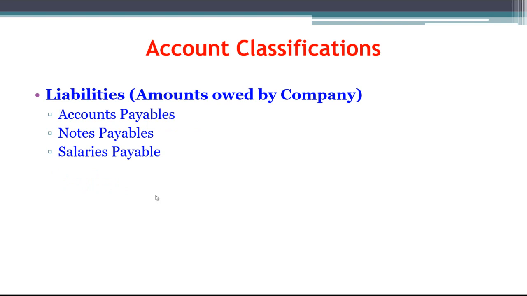Liabilities, the easiest way to describe these is these are the amounts owed by the company. A lot of times you'll see the word payable at the end of the liability. Accounts payable, notes payable, salaries payable, but there are some that don't have payable after them. Unearned revenue is one we'll talk about in the adjusting entries video at a later time. But these are all liabilities. We owe something to some party.